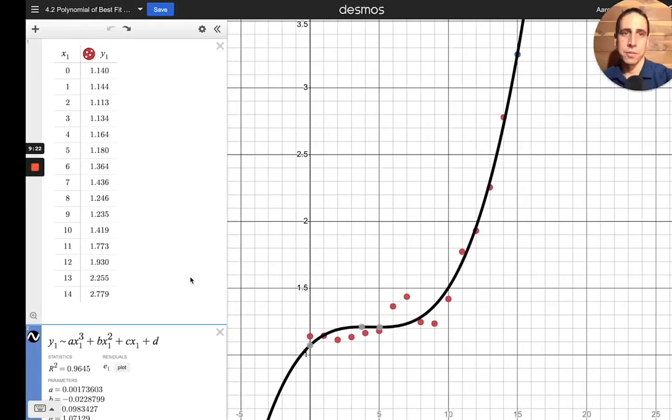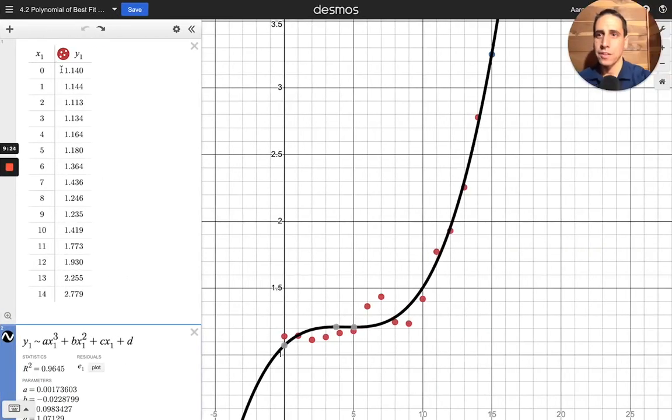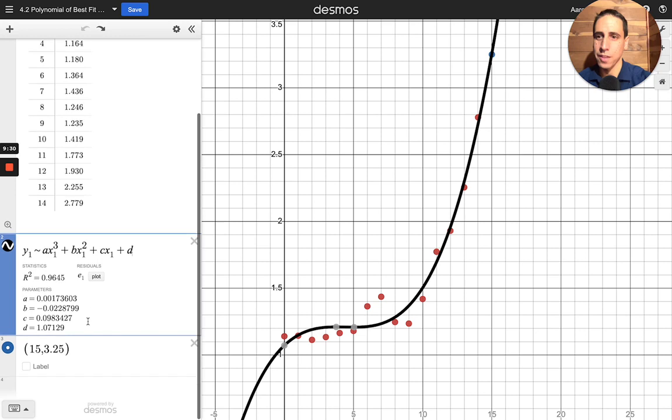Boom. You can type all this into Desmos by typing table and adding all these numbers. And then here's what it would look like to find the actual curve. You type y1, and then the approximately symbol right here, a x1 to the third, b x1 squared, c x1, and d.